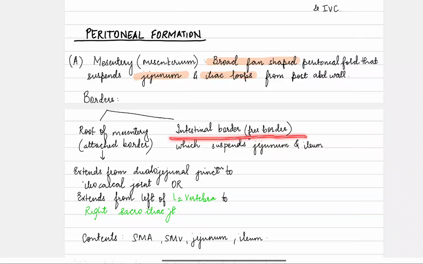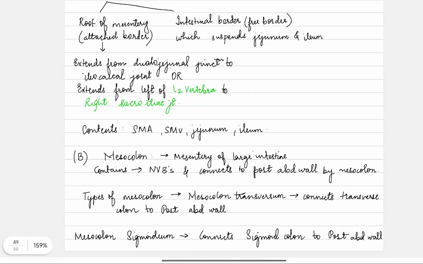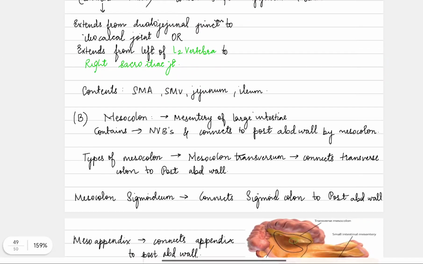The intestinal border, or free border, suspends the jejunum and ileum. Now, the contents of this mesentery are the superior mesenteric artery, superior mesenteric vein, jejunum and ileum. Next is the mesocolon, which is the mesentery of the large intestine. It contains neurovascular bundles and connects the colon to the posterior abdominal wall.